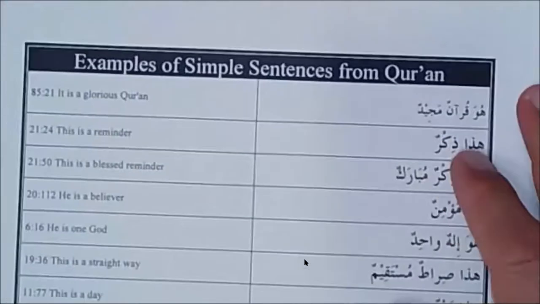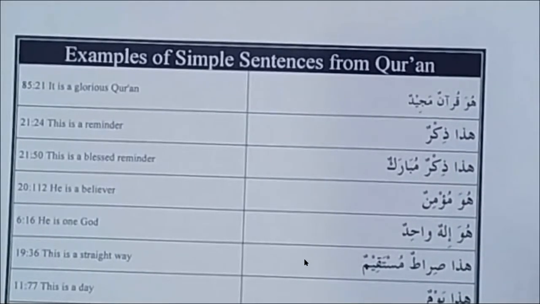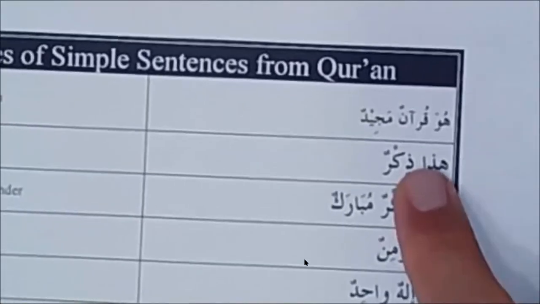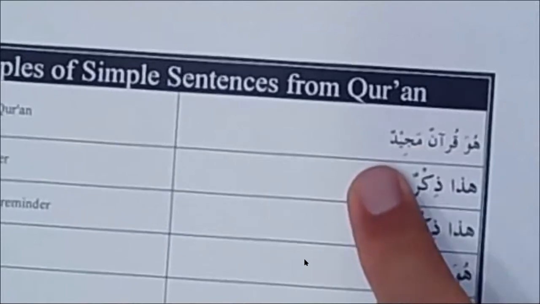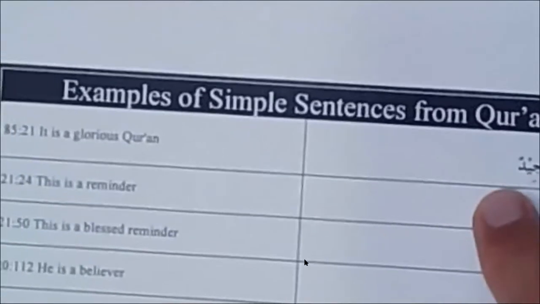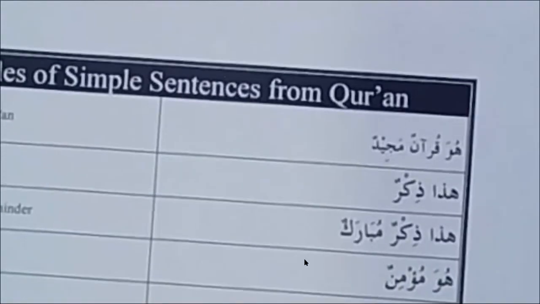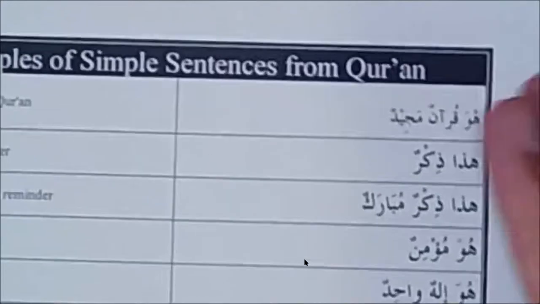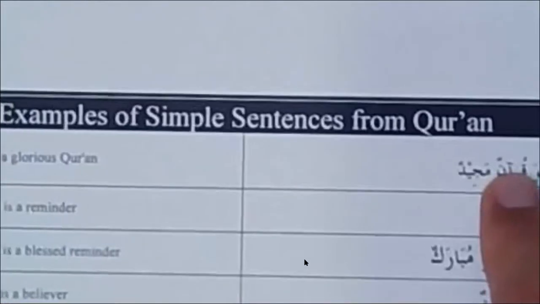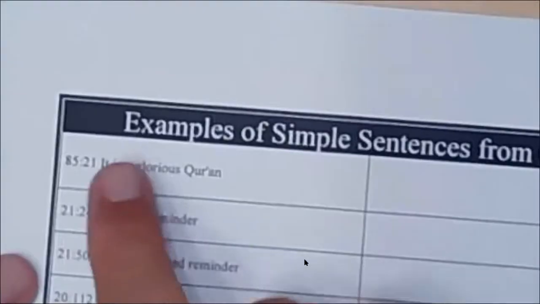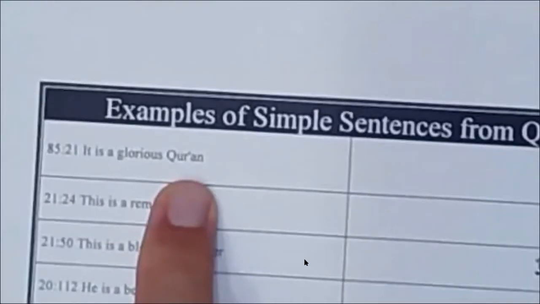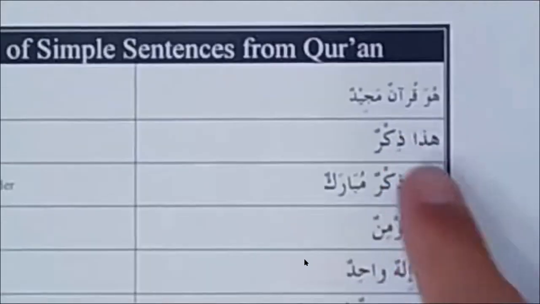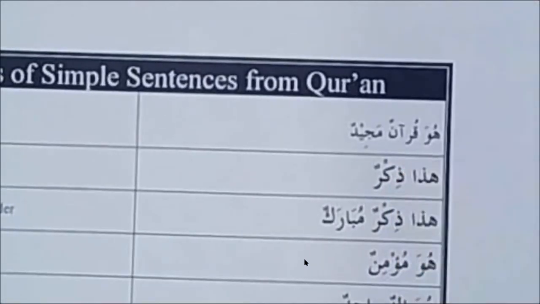These are examples from the Quran. Huwa Quranun Majid. Can everybody see that? Which means, because in Arabic there are only two genders, male and female. There is no it. Huwa is also used for it, because we know that the Quran is not something living. So we have to say, it is a glorious Quran. What do we say? It is a glorious Quran. So what is it in Arabic? Huwa Quranun Majid.